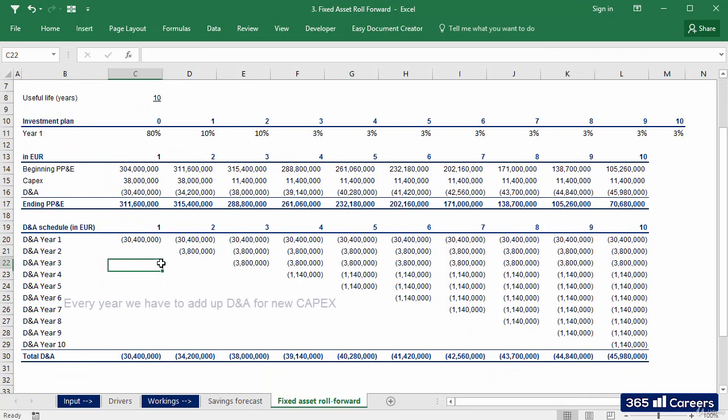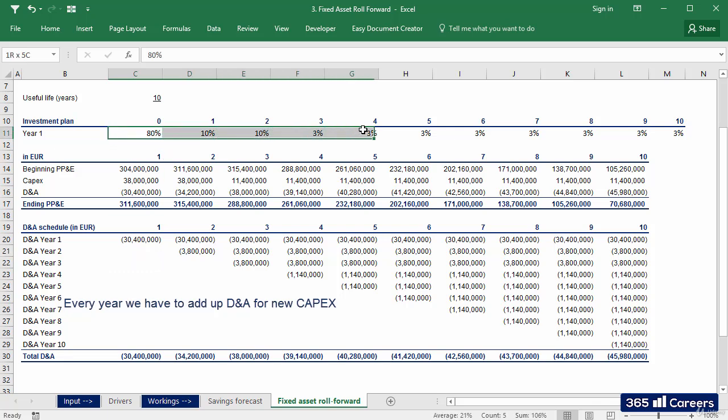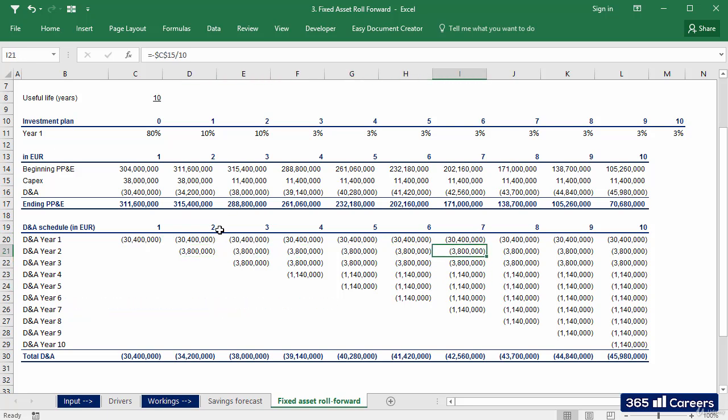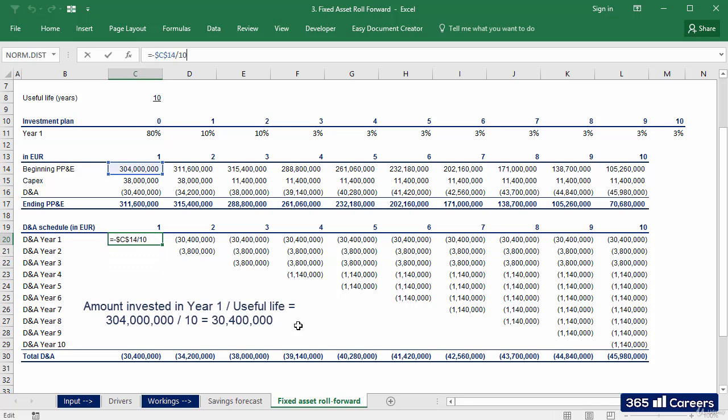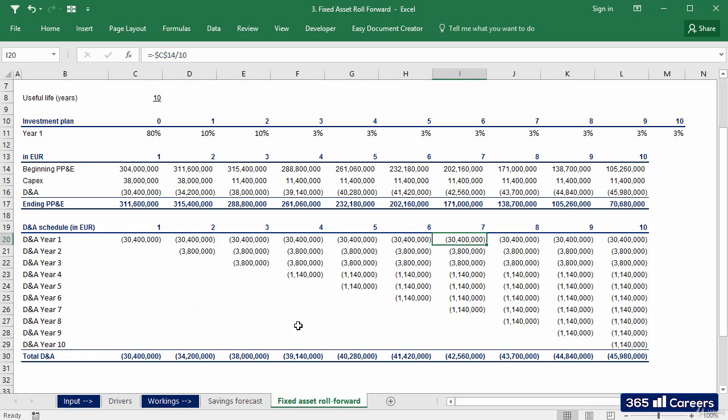Why? Well, every year we sustain an additional amount for CapEx, right? Even after year 2, we'll spend 3% per year to improve the plant. Therefore, we need a schedule that will show us precisely how much depreciation has been accumulated each year. The amount we've invested in year 1 is depreciated over 10 years, so we can easily divide it by 10 and show how much of it will be depreciated each year. The rest of the CapEx is not sustained yet, so this will be our D&A for year 1.